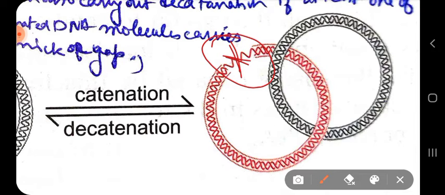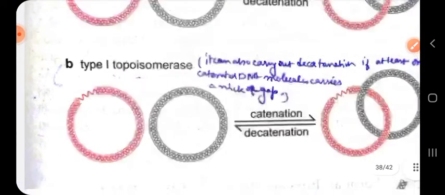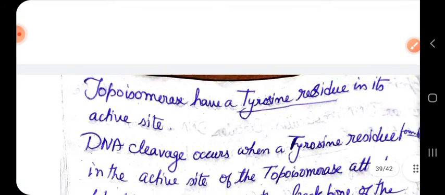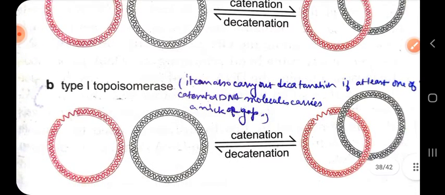So the enzyme carries out the function by cleaving at this site. Then it passes that uncut DNA double helix to that site, and again it reseals that nick. Now I will discuss how topoisomerase type 1 and type 2 carry out the function of cleaving and rejoining the DNA. They don't require energy.